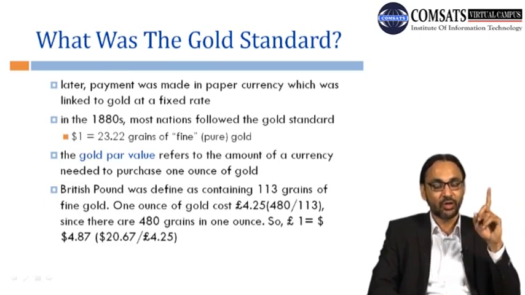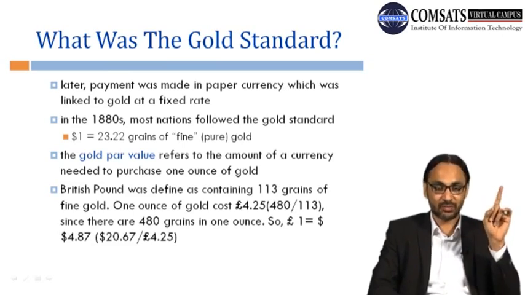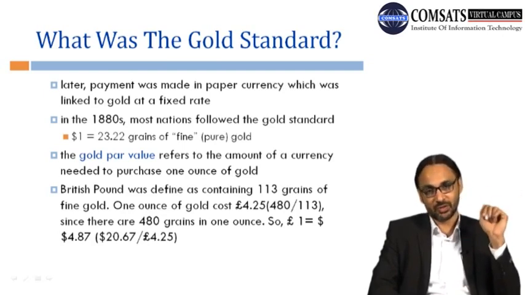In US dollars, to buy 1 ounce of gold, it requires 20.67 US dollars, and in pounds it requires 4.25 pounds, and we just convert with each other, and the exchange rate would be 1 pound is equal to 4.87 US dollars.